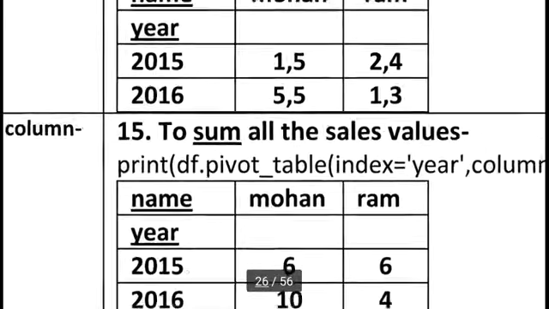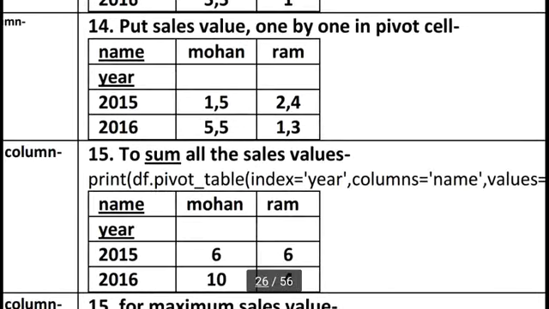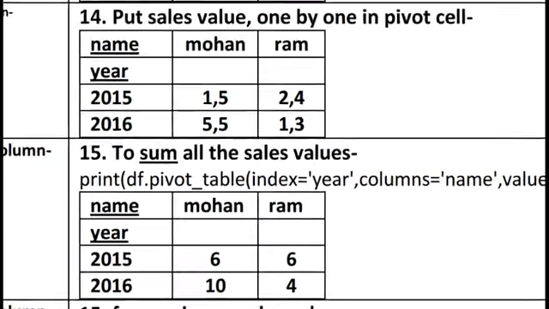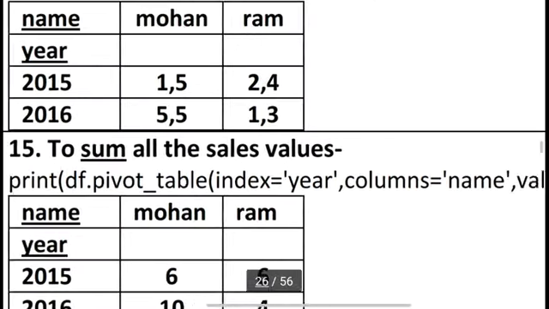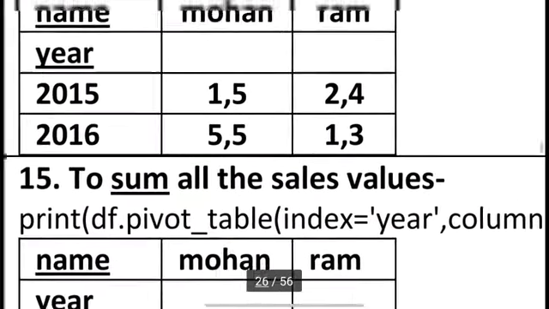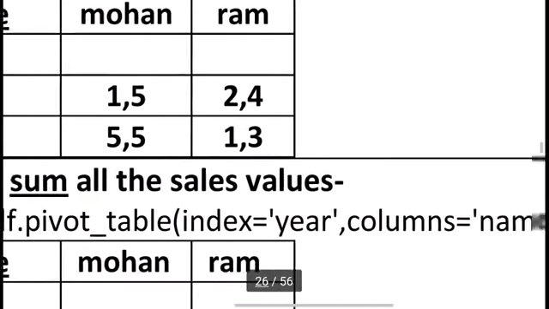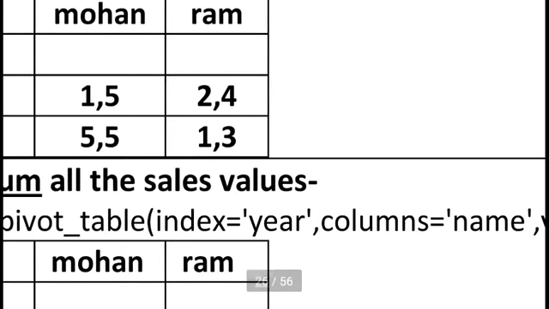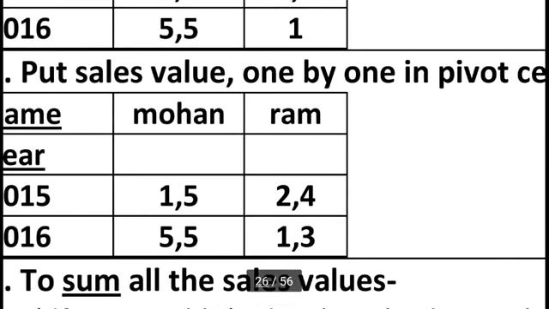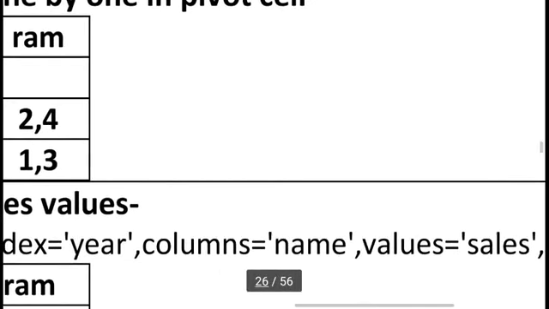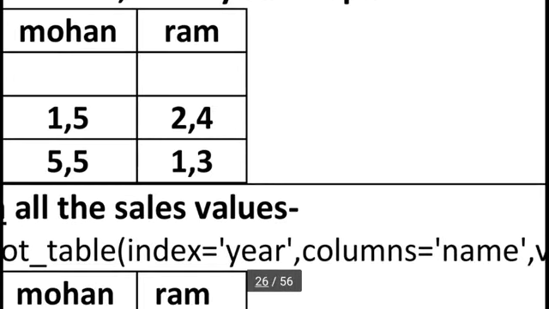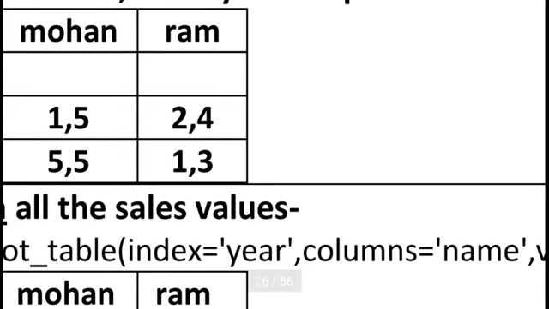You can see this is our actual command which is responsible for creating a pivot table. So simply df.pivot_table. In index we already use year, meaning in rows you can see all the years. In pivot columns I have written names. You can see all the column headings, Mohan and Ram, and values. You can see all the sales values. So three things are always important: to select a column for pivot rows, to select a column for pivot columns, and to select a column for pivot cells in cross table format.